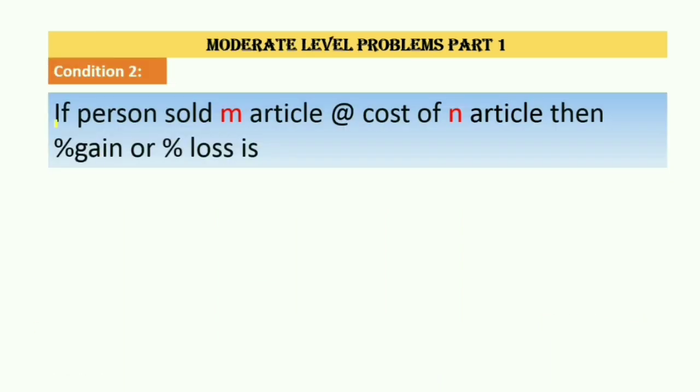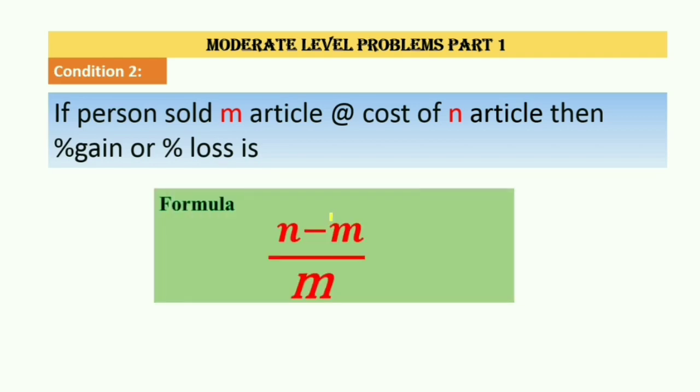Now the second condition, we will move towards it. If the person sold M articles at the cost of N articles, then the percentage gain or the percentage loss is. Okay, here also we have to apply the formula, which is very easy to learn and apply in the exam. It is N minus M upon M. N minus M upon M. We will move towards the problem.